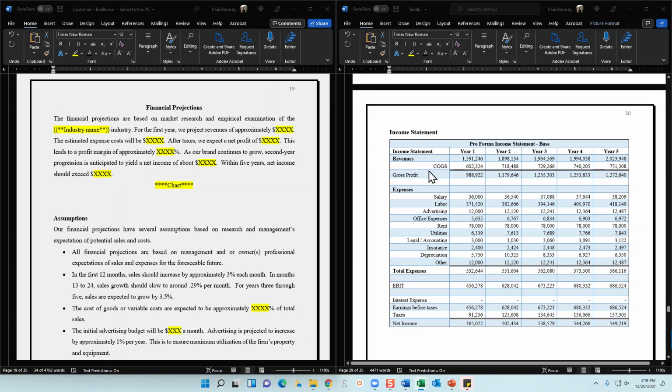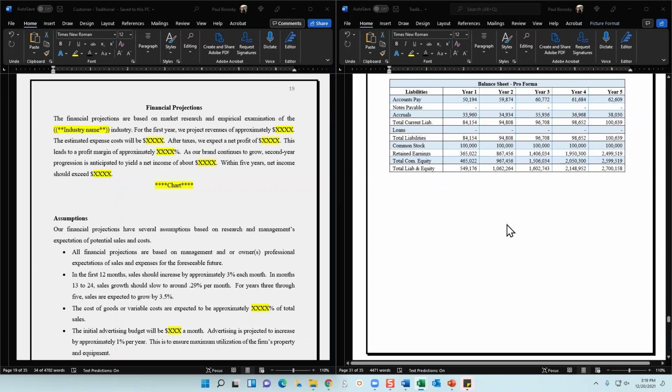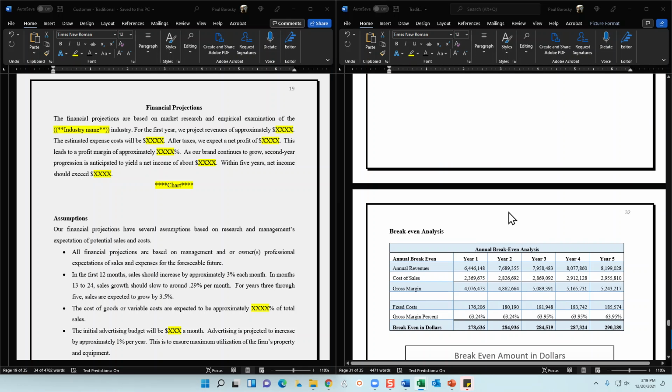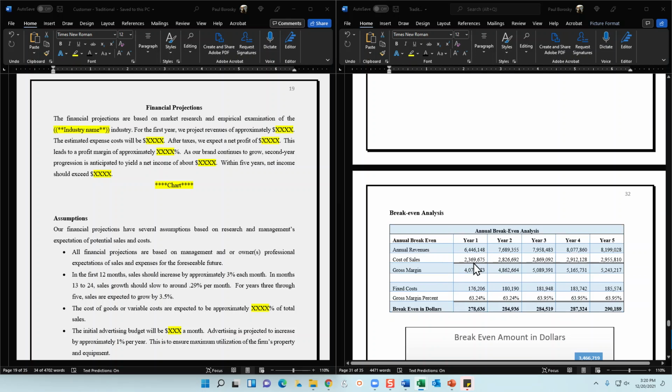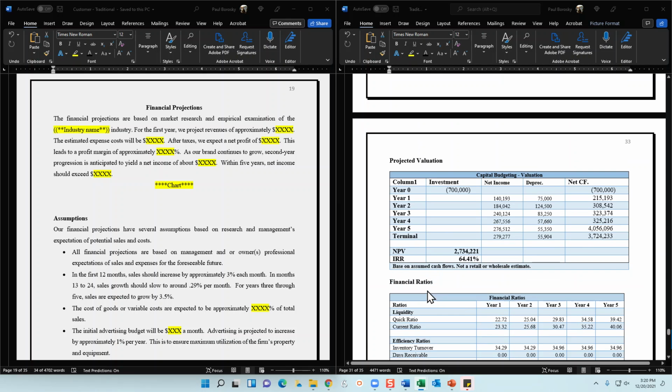And then finally, we're going to have our pro forma income statement for the next 5 years. We're also going to have our balance sheet. In addition to the typical pro forma financial projections, we're also going to add a break-even analysis for the next 5 years and a nice little chart showing the break-even dollar amounts needed for the next 5 years. And then we're going to have a projected valuation.